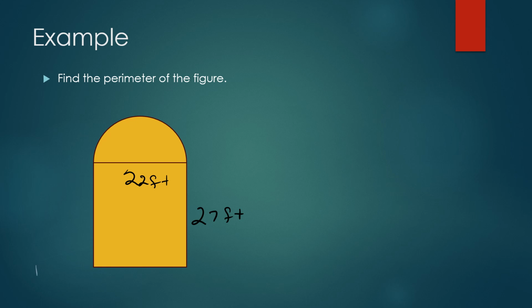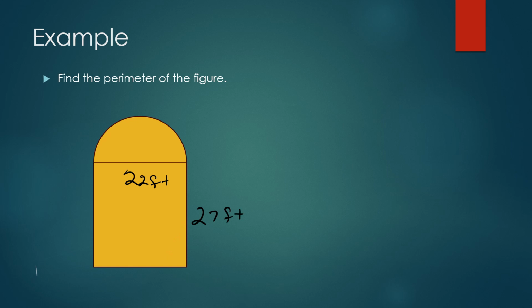Here's one of our compound figures. It's actually the silo from the previous slide. We want to find the perimeter of the figure. Remember, the perimeter means the sum around an enclosed region. So what we want is actually this side, this side, this side, and this curvature. The question is, how do we find it?